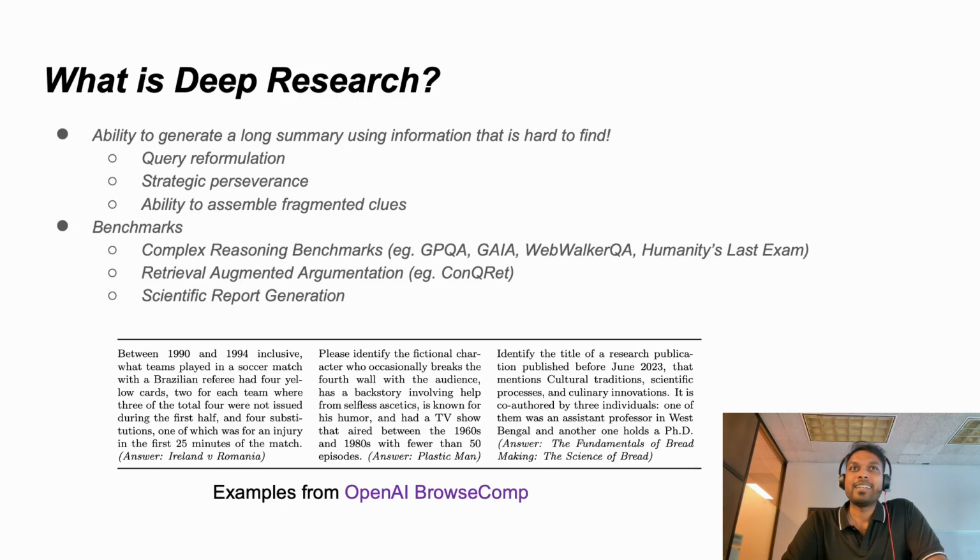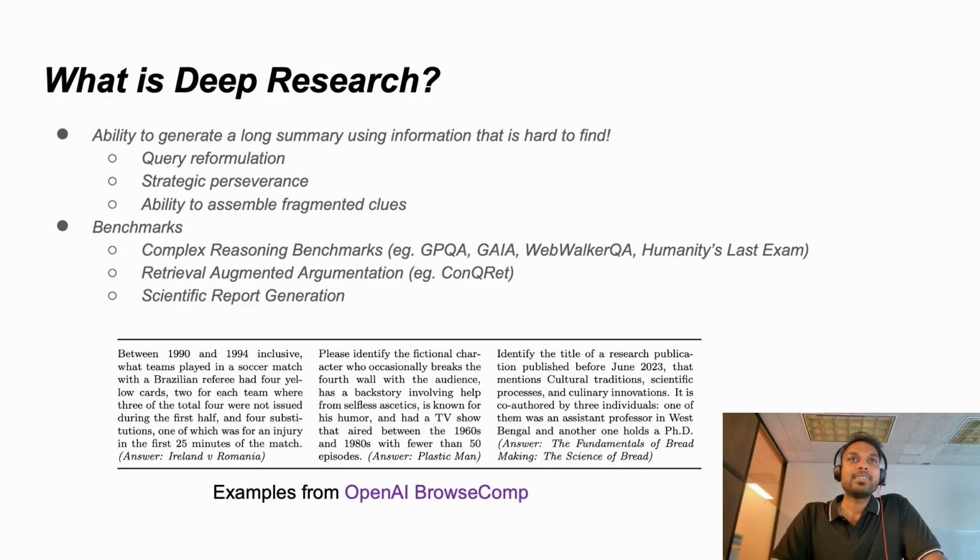So what is deep research really? It's not much different from what its name implies. Generally speaking, it's the ability to answer queries using information that is really hard to find in your document collection or hard to find over the web. You can look at some sample queries here from the BrowseComp corpus. For instance, the first one: between 1990 and 1994 inclusive, what teams played in a soccer match with a Brazilian referee, had four yellow cards, two for this, and so on, and one of which was an injury in the first 25 minutes of the match. And the answer is Ireland versus Romania.